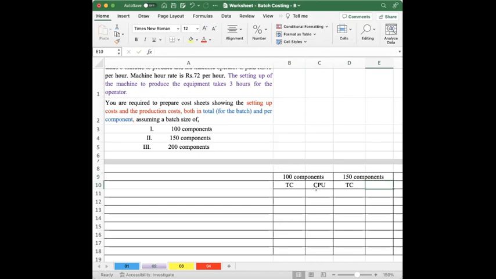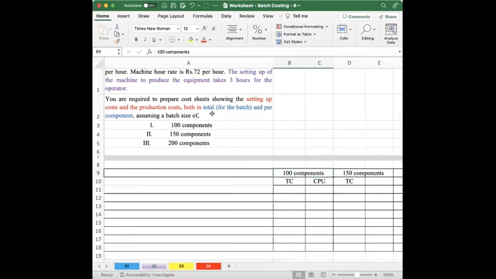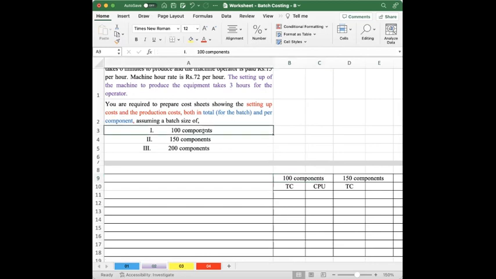Okay. Now we are preparing the structure. Here we have to find out the answer totally for the batch as well as per component. So for a batch, the first scenario has 100 units. The second scenario for a batch has 150 units. The third scenario for a batch has 200 components.